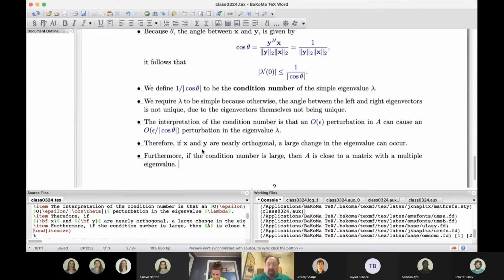Another thing we can obtain from its condition number: if it's large, then A is close to a matrix with a multiple eigenvalue. And as you saw before, repeated eigenvalues can certainly be a problem.